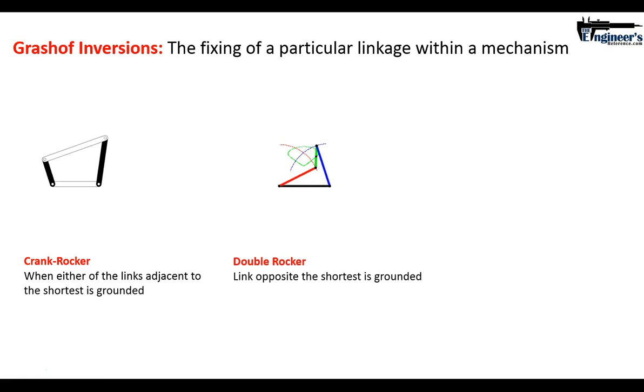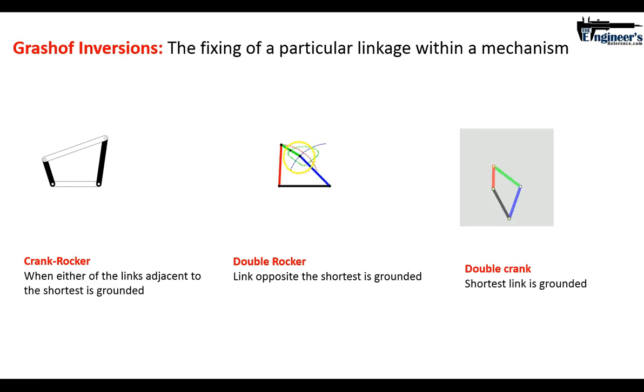When the link opposite the shortest link is grounded, again, this is a different type of configuration. So you've got the shortest link, and the link opposite that is the grounded one. You end up with a double rocker. So nothing makes a complete revolution, neither the input or the output, and what you end up with is two rockers, a double rocker.